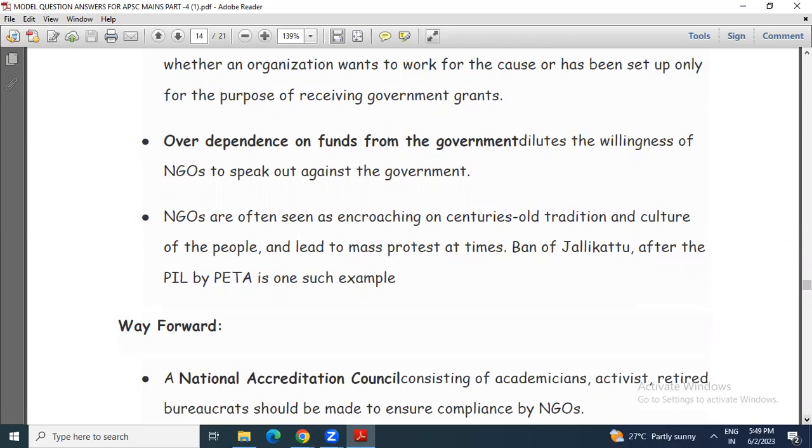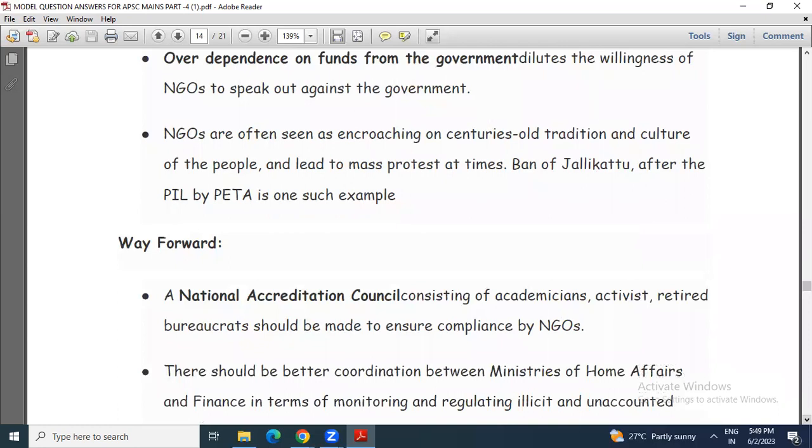Over-dependence on funds from the government dilutes the willingness of the NGOs to speak out against the government, because they have to depend on the government. Otherwise, some kind of restriction or some kind of stop on their activities might be ordered by the government. So this makes them think about their existence, and that leads to them not speaking anything against the government.